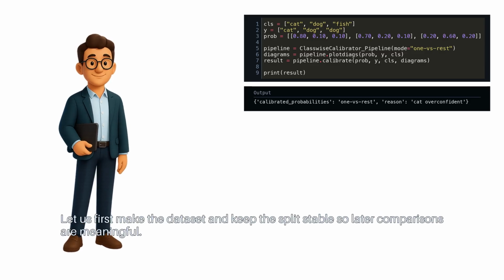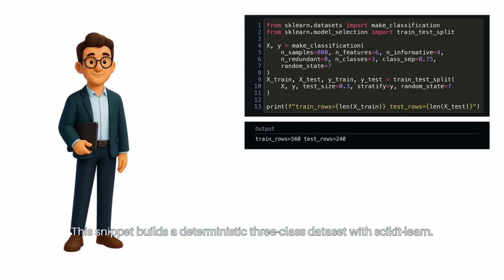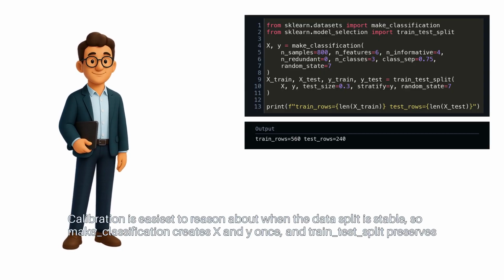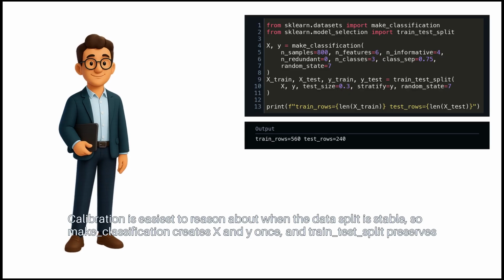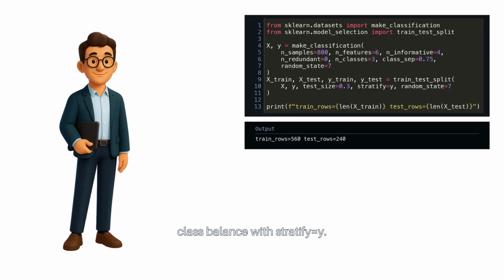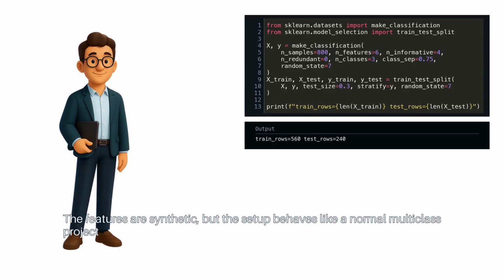Let us first make the dataset and keep the split stable so later comparisons are meaningful. This snippet builds a deterministic 3-class dataset with scikit-learn. Calibration is easiest to reason about when the data split is stable. So make_classification creates X and y once, and train_test_split preserves class balance with stratify equals y. The features are synthetic, but the setup behaves like a normal multi-class project.